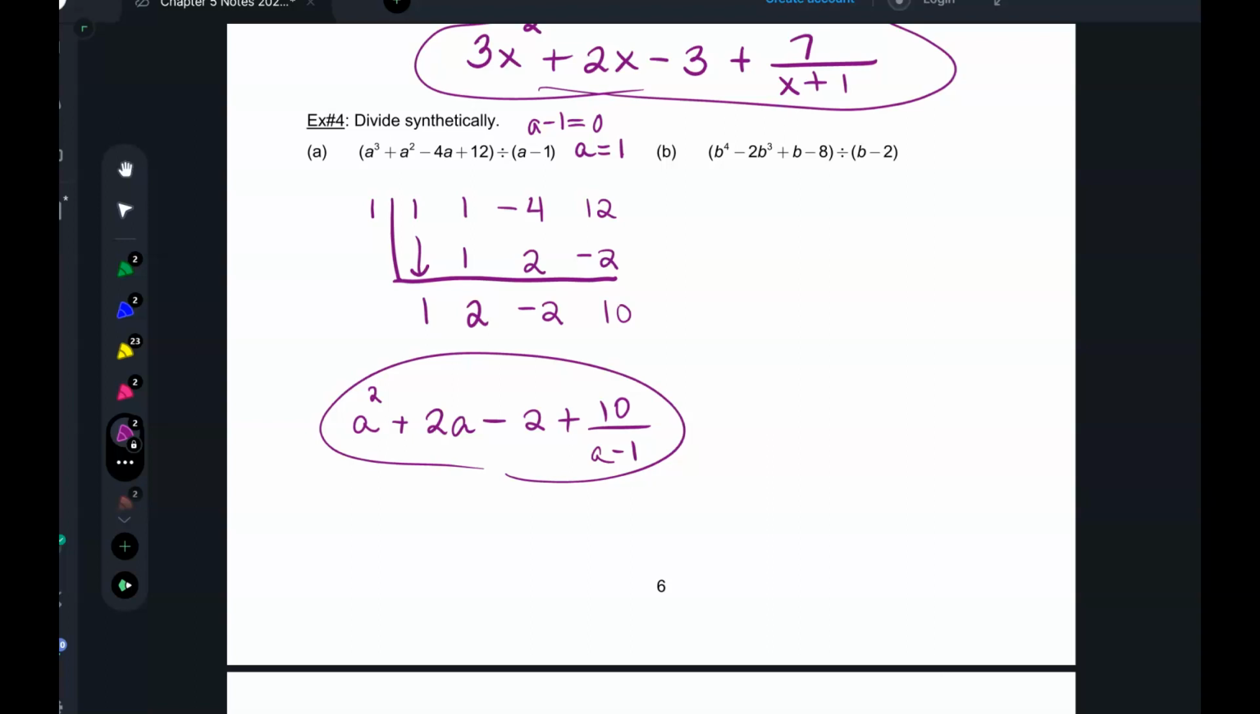What do you mean? We're just adding? No, like how you get your final answer. Yeah, you just start, see how you started with a cubed? This is just going to be 1 less, a squared.